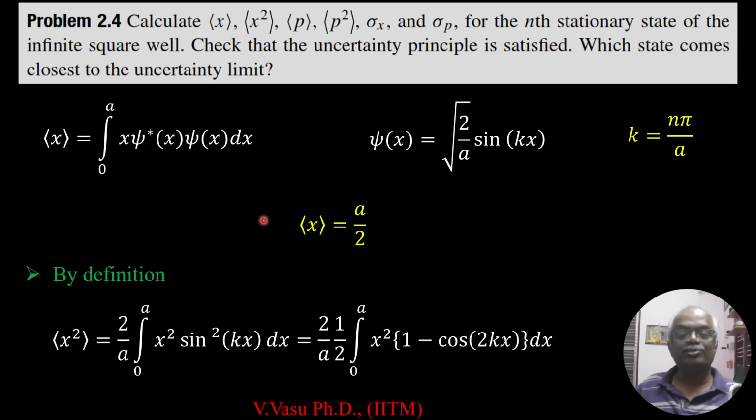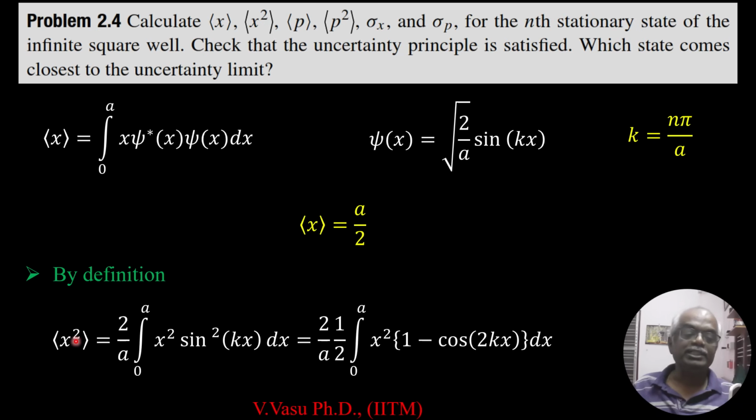Without doing any calculation, we can confidently say that the expectation value of x is a by 2, because for the infinite square well potential, the wave function is symmetric about the center. Both the left hand side and right hand side are symmetrical at the point a over 2, that is the middle of the box. So we can conclude that the expectation value is a by 2.